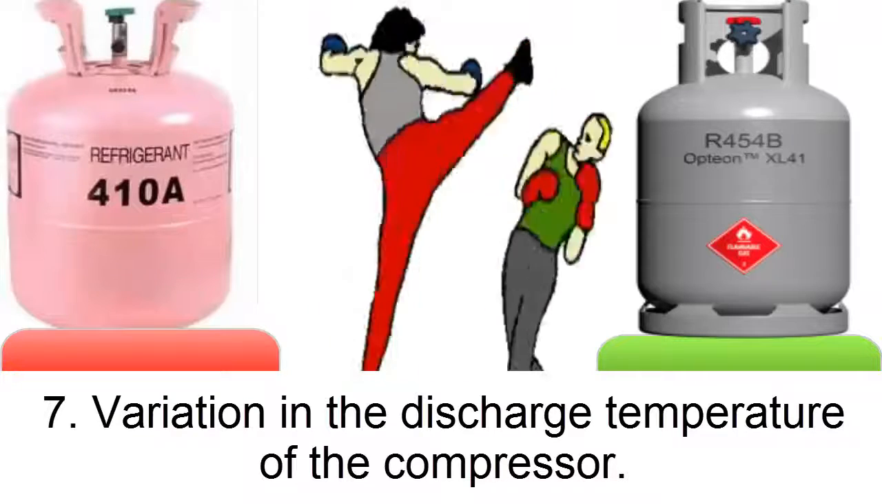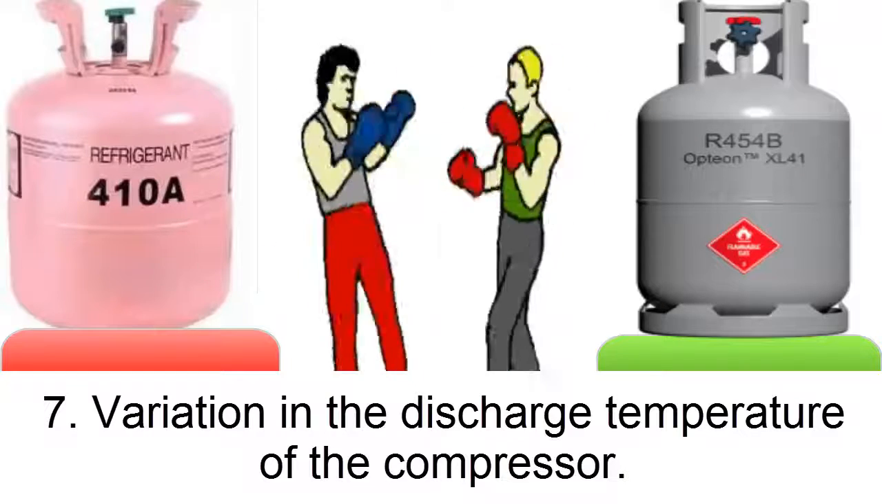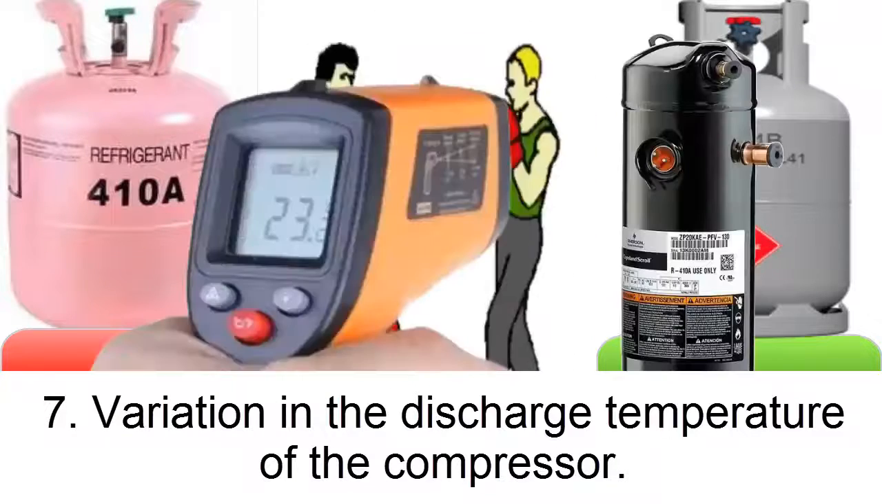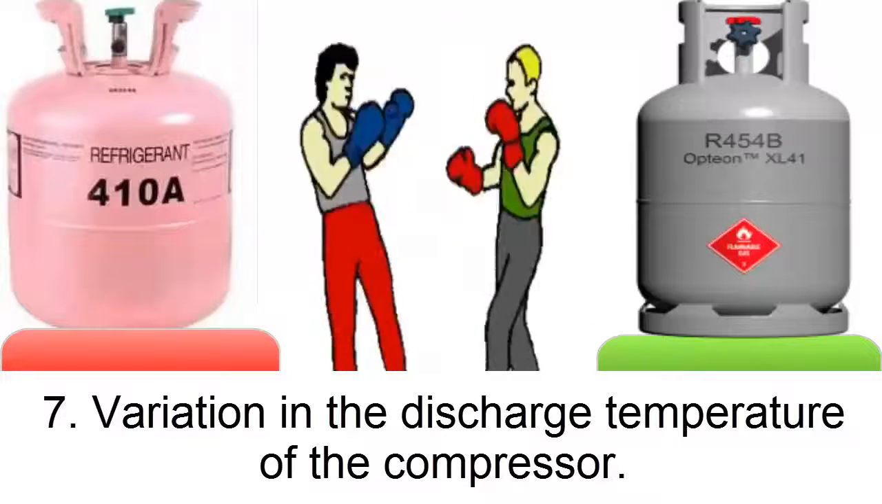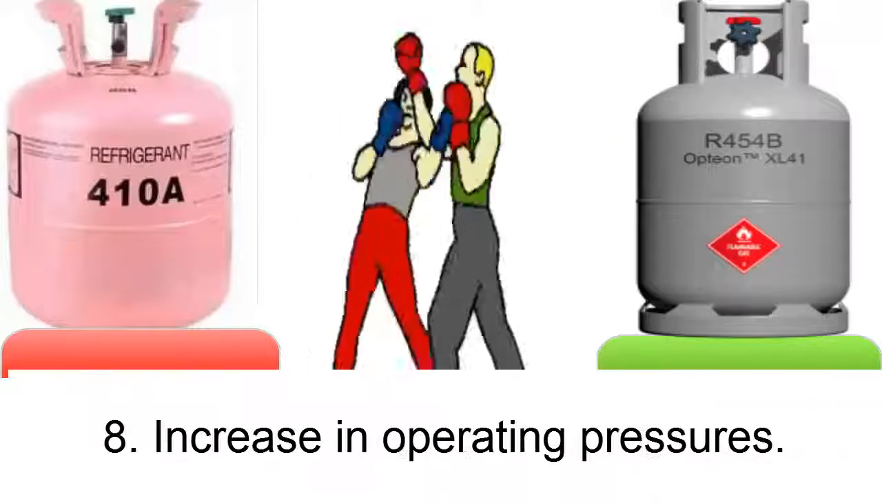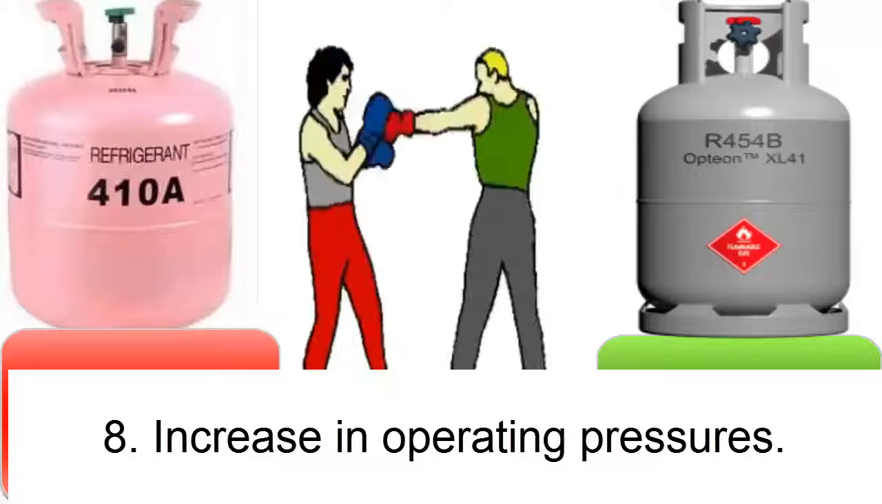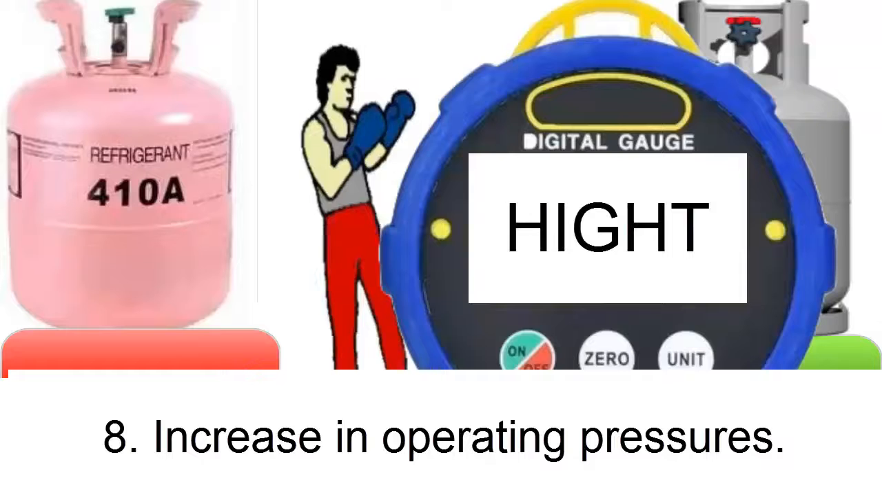7. Replacing R454B with R410A will generate a lower discharge temperature at the compressor outlet. This is because R410A contains a lower amount of R32 refrigerant. 8. Switching from R454B to R410A means the compressor will have to work at higher pressures.